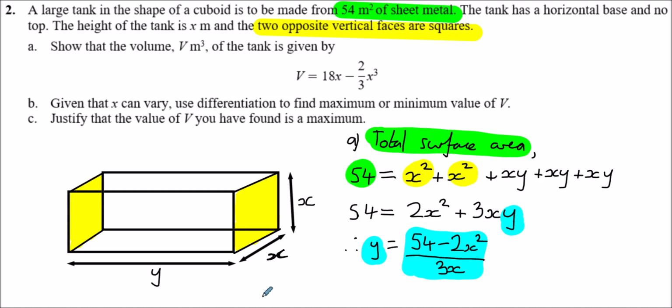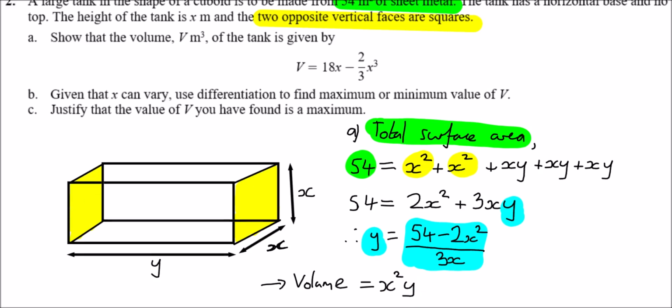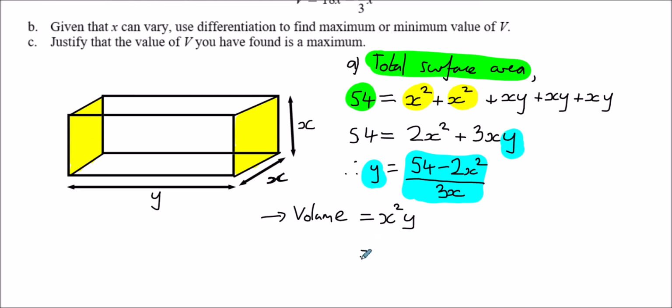So what we can say here is the volume. Now for any cuboid, the volume is going to be the length times width times height, isn't it? So that's going to be x times y, so we're going to have x squared y. But now, of course, we know what y is in terms of x. So that's the same as x squared multiplied by 54 minus 2x squared all over 3x.